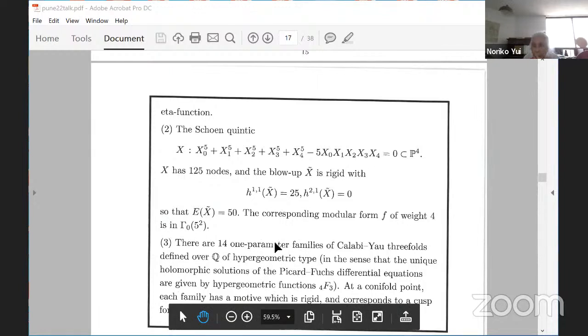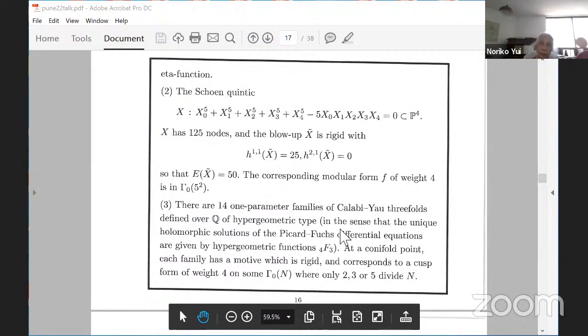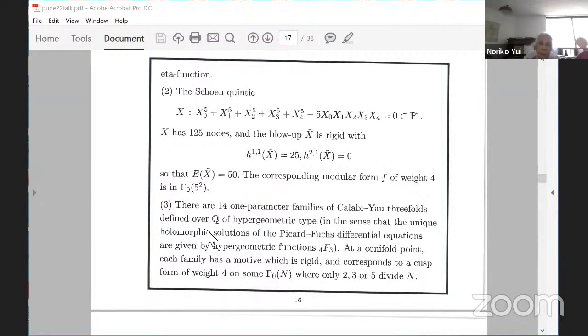A recent paper by physicists described these 14 parameter families in detail. But we also got the congruences, supercongruences, for these one-parameter families.